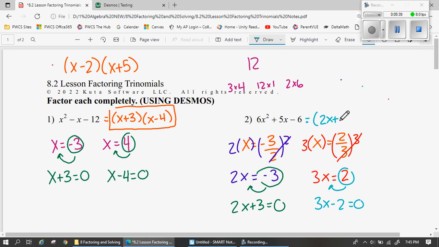And so now we have our two factors, 2x plus 3 and 3x minus 2. Those two things would multiply to make our original 6x squared plus 5x minus 6. And we figured out what those two things were by finding the x-intercepts on Desmos.